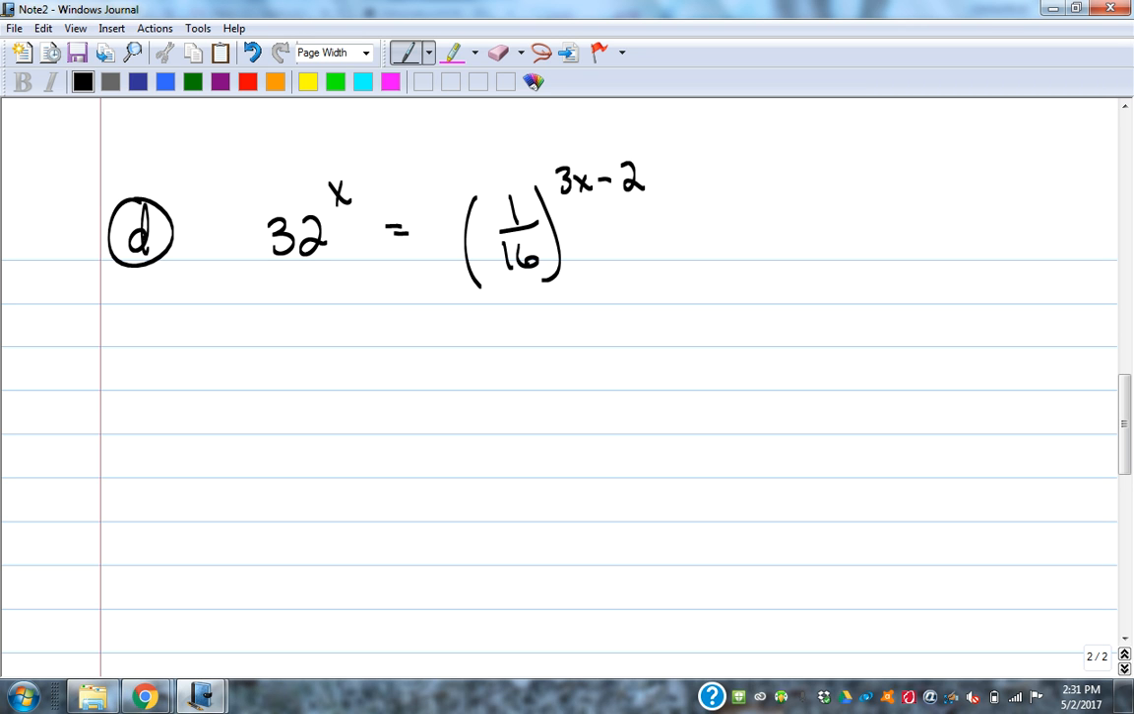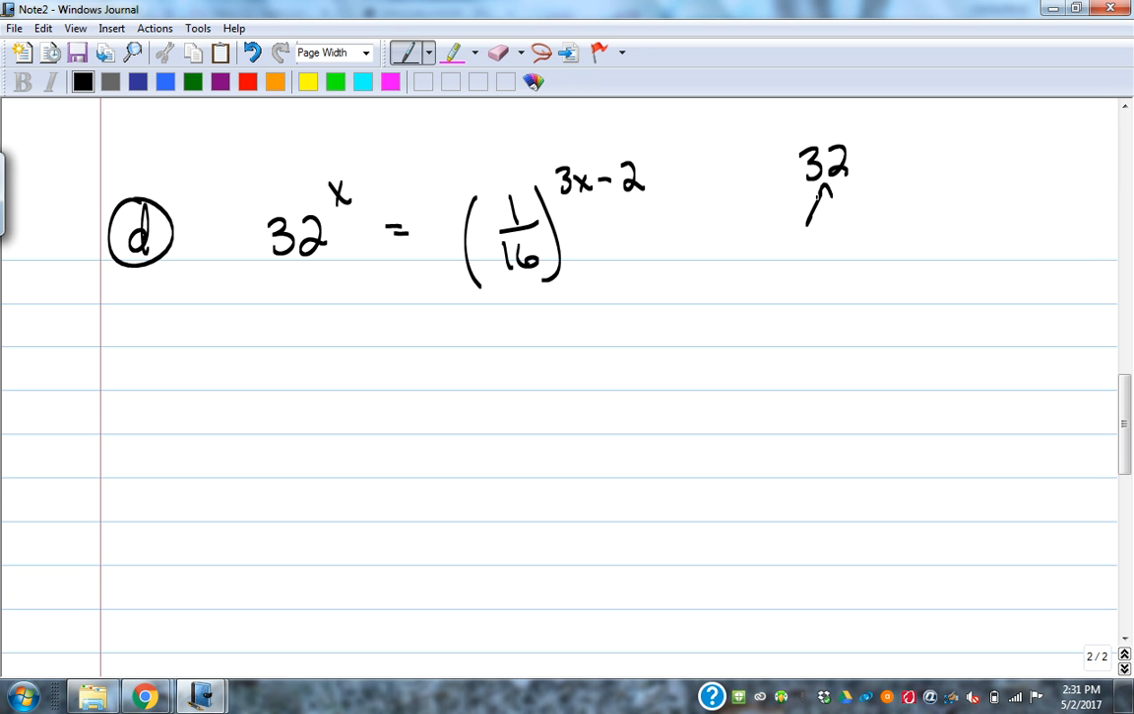It could, but will 32 turn into a 4 as a base? No. So 4 is not the number we're going for. What number would be the number we're going for? 8 times 4 is 32, but that's still not 4 to a power. So maybe we're struggling with that. So let's use that factor tree idea and see how far 32 will break down.